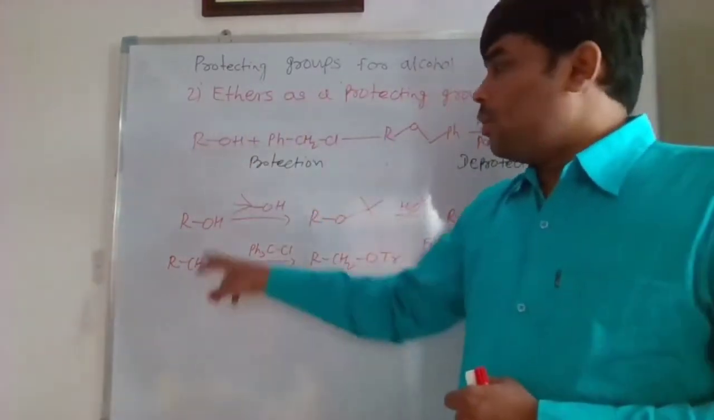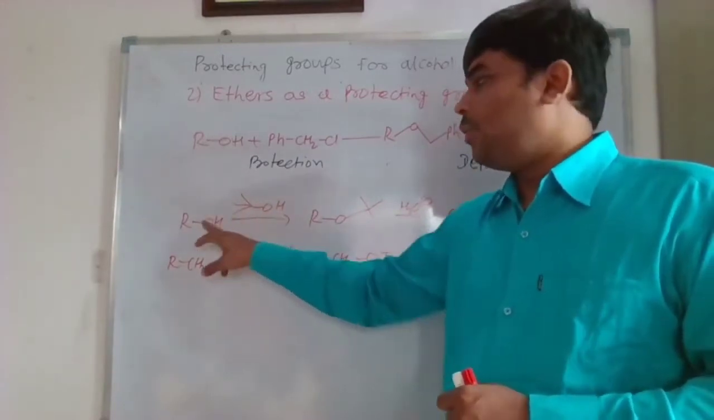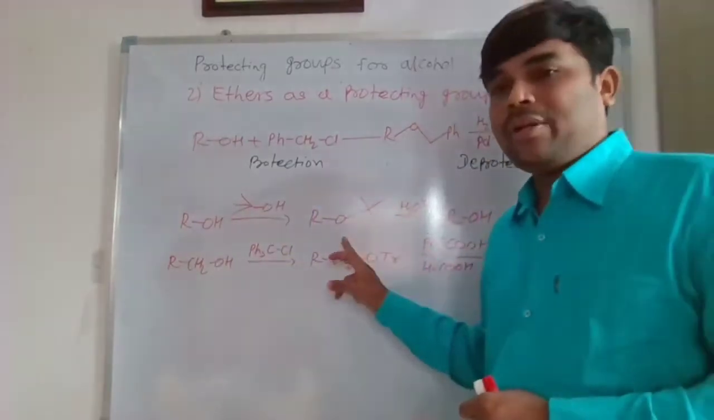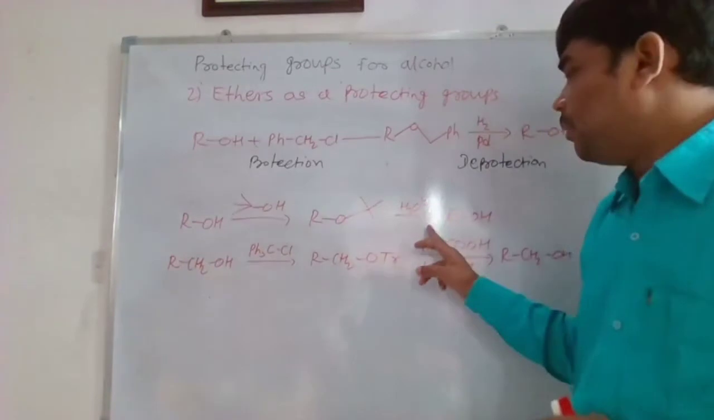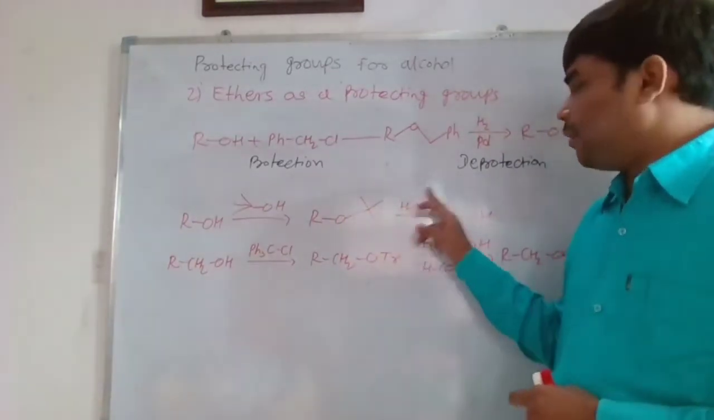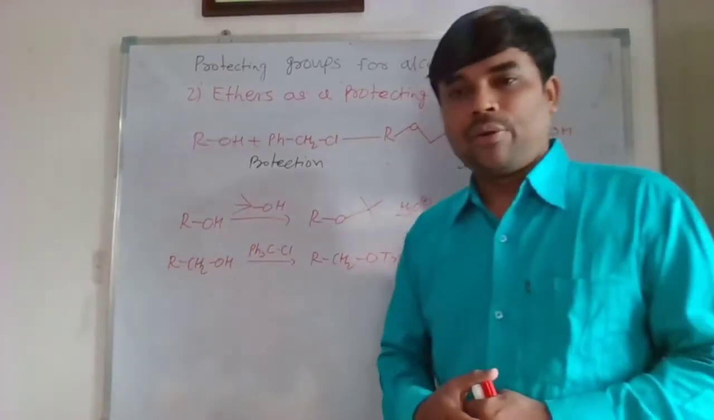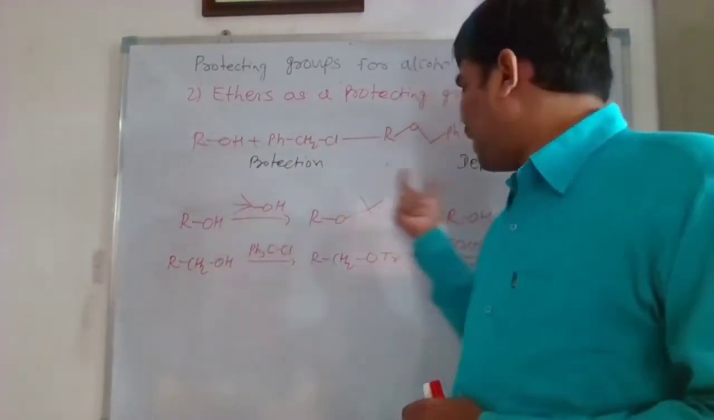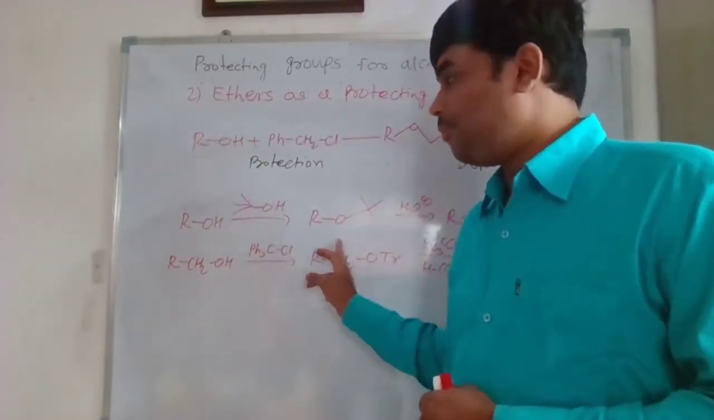Now when tertiary butyl alcohol reacts with this alcohol, we get the tertiary butyl ether derivative. This tertiary butyl ether derivative, when again reacted with aqueous acid, gives our alcohol again. By this way we protect and deprotect alcohols by producing ethers.